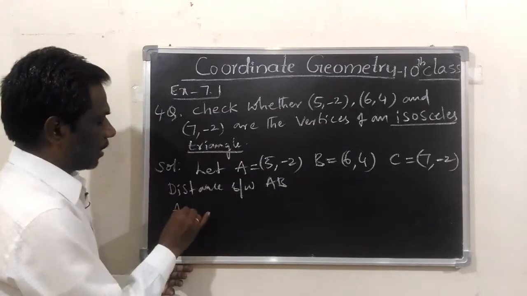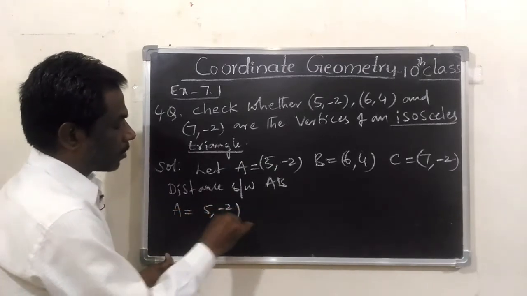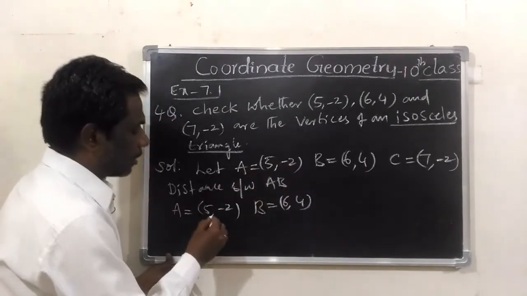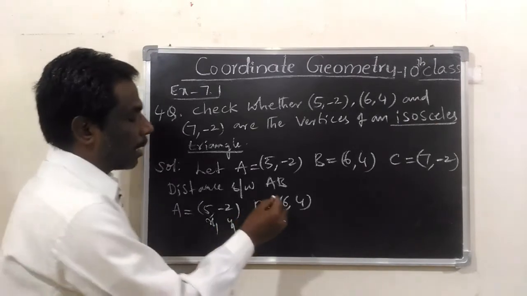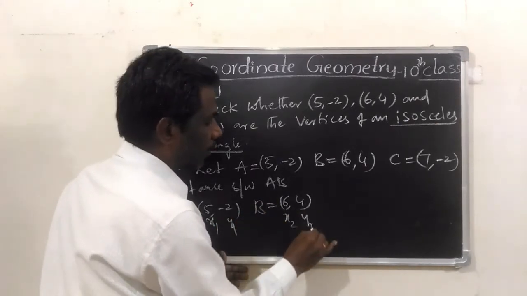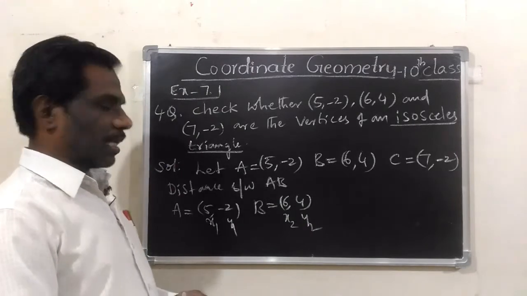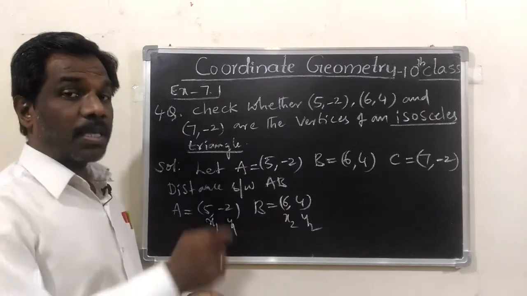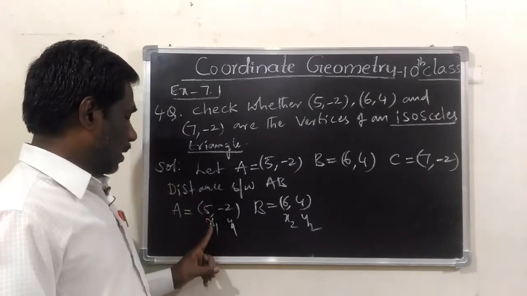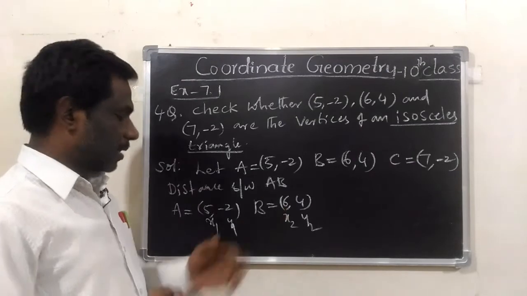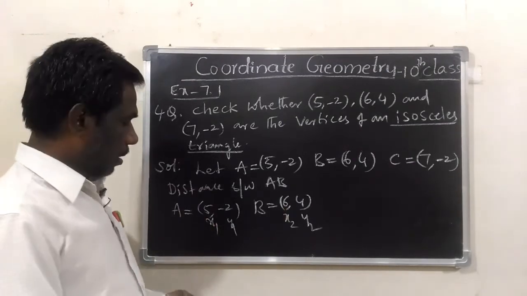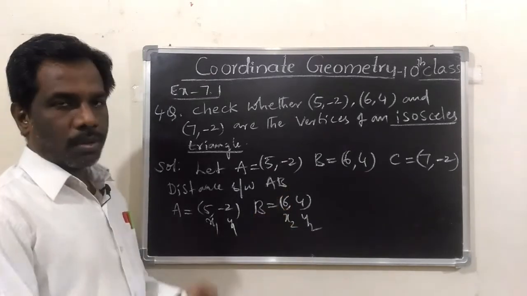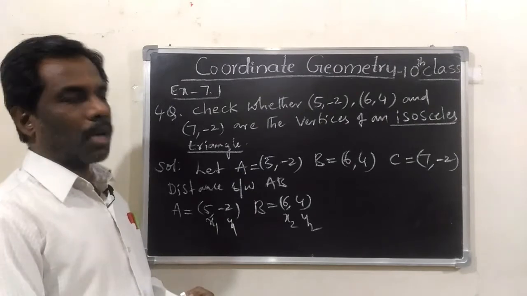Distance between AB, where A equals (5, -2) and B equals (6, 4). Let the first point be (x1, y1) and the second point be (x2, y2). Before we write the formula, we check whether the x coordinates and y coordinates are equal. Here x1 is 5, x2 is 6, so both are not equal. Checking y1 and y2, they are -2 and 4, so the y coordinates are also not equal.